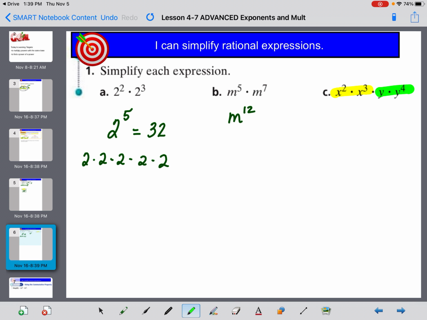All right, for the first one, 2 to the 5th power equals 32. It looks like this, and you get 32. Letter B, m to the 5th times m to the 7th. I simply add those and get m to the 12th. And in letter C, I get x to the 5th times, now remember there's an exponent of a 1, times y to the 5th.